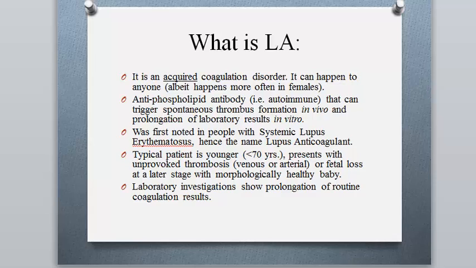A typical patient is younger, less than 70 years old, and presents with unprovoked thrombosis, venous or arterial. It was also noted that people with LA can present with fetal loss at a later stage with a morphologically healthy baby. So we're talking about later than 20 weeks gestational age, and the healthy baby just dies. Laboratory investigations show prolongation of routine coagulation results.